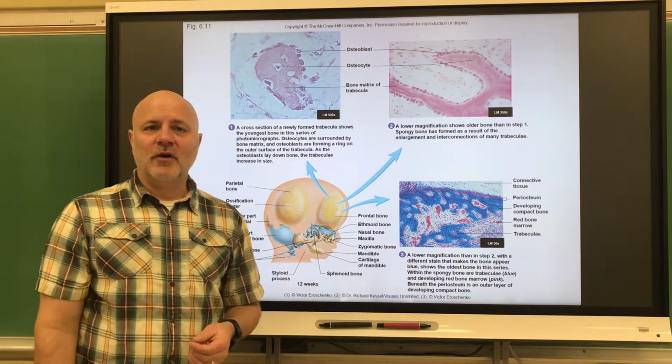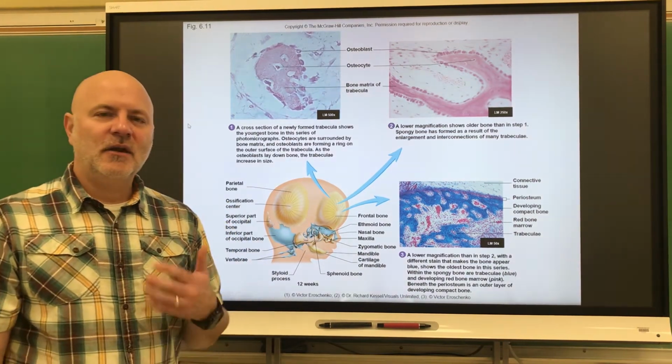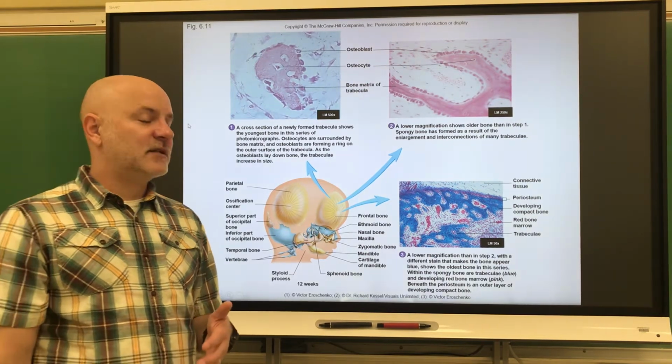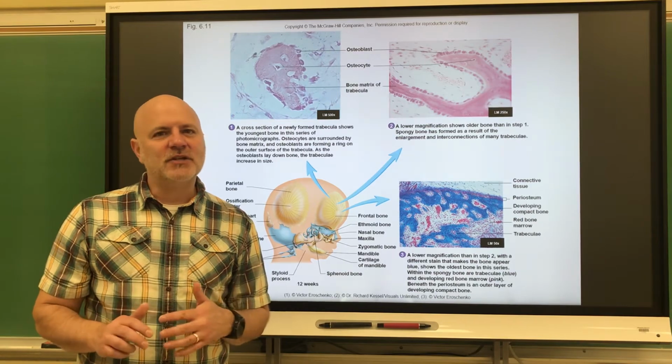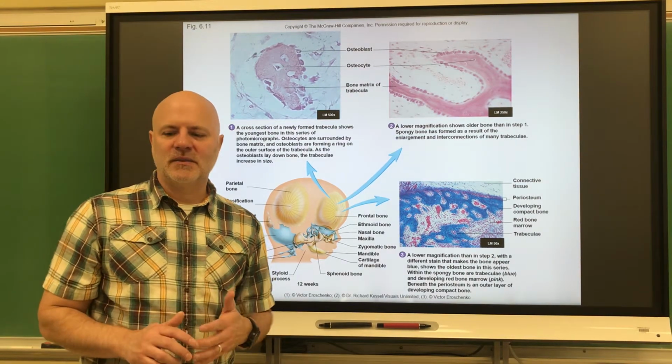All right, let's take a look at bone growth, bone development and growth. So bone development and growth is known as osteogenesis. And in both processes we're going to talk about what is known as ossification. And ossification is a conversion of connective tissue into bone.